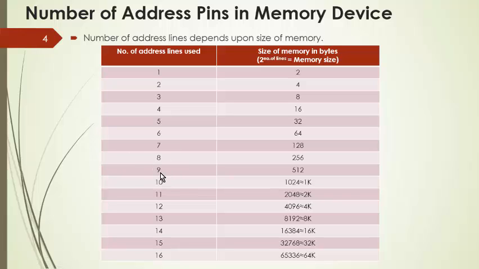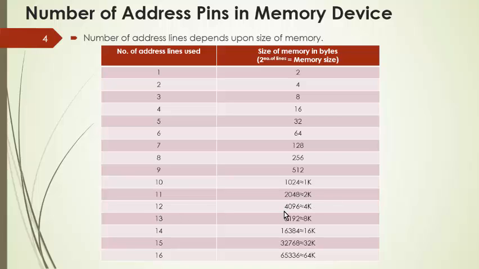Suppose with a memory device, 9 address lines are available. If we put this 9 in this equation, 2 raised to 9, you will get 512. That is, the memory capacity of the IC is 512 bytes. In this way, if 10 address lines are available with the memory IC, 2 raised to 10, you will get 1024, approximately 1 kilobyte of memory capacity. So in this way we can calculate the memory capacity with the help of the given number of address lines.